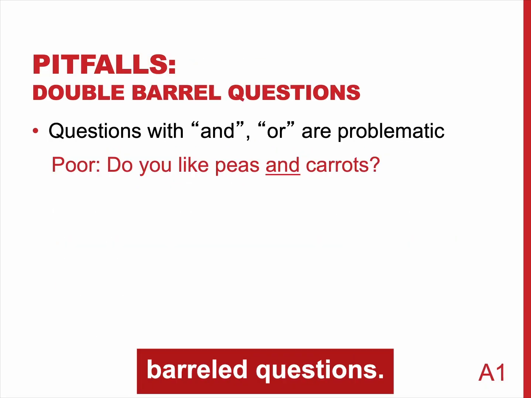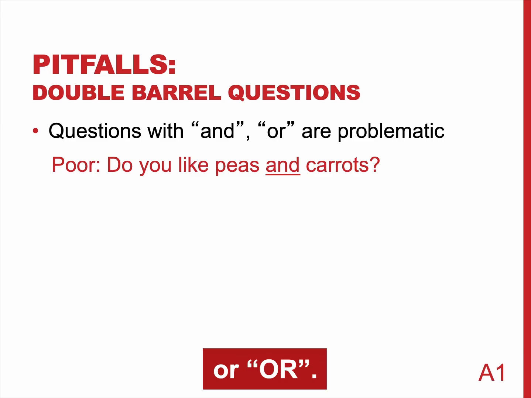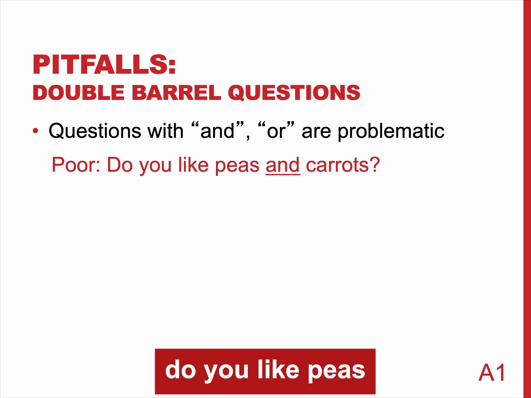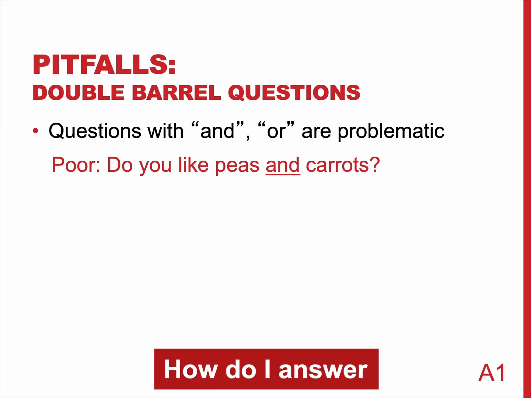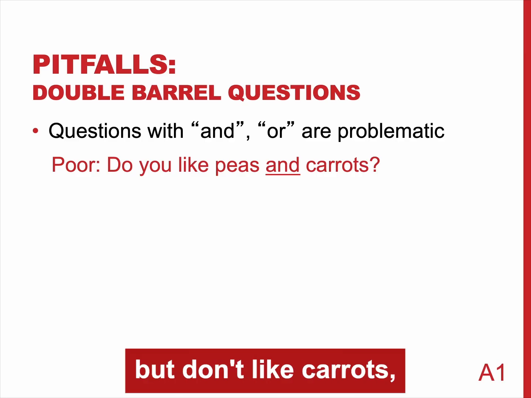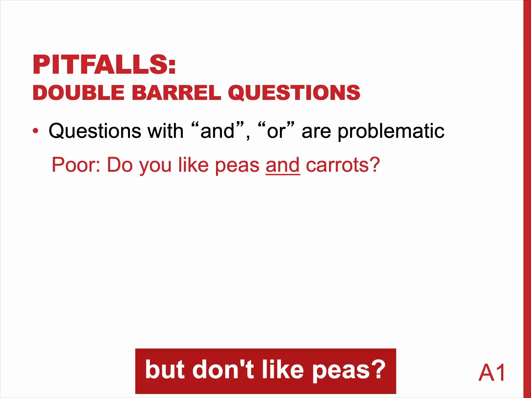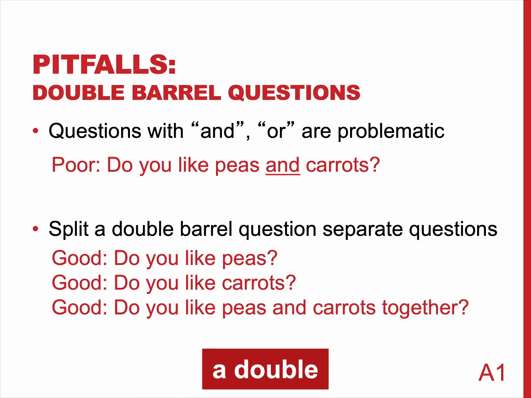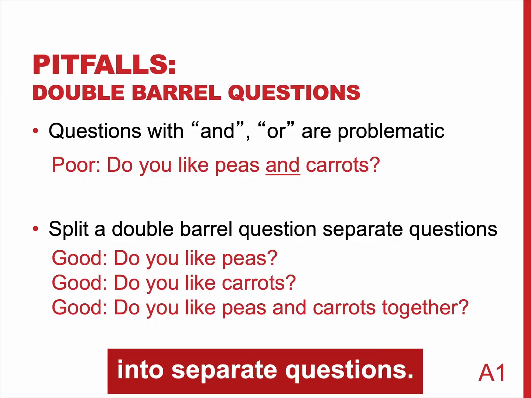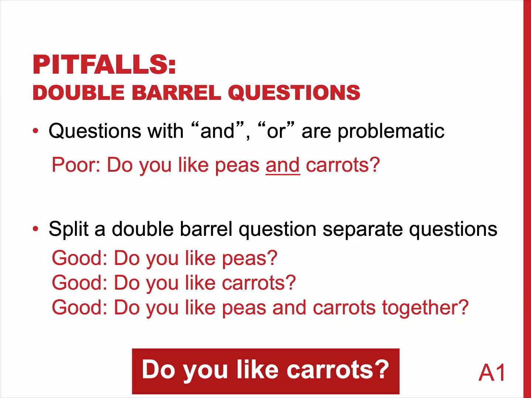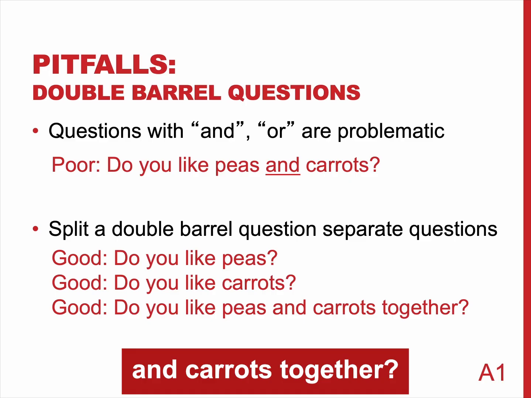Avoid double-barrel questions. These are questions that include "and" or "or." For example, do you like peas and carrots? How do I answer this question if I like peas but don't like carrots, or like carrots but don't like peas? Instead, split a double-barrel question into separate questions. Do you like peas? Do you like carrots? Do you like peas and carrots together?